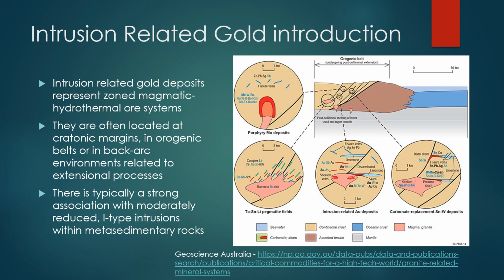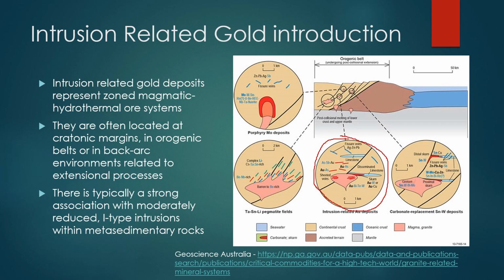But to generate the intrusion, we undergo a process known as decompression melting. If we create extension, we can raise the asthenosphere, or we lower the pressure in the subsurface of the Earth to the point where we can melt rocks, and that's going to generate these intrusions that can pass up these faults and intrude higher up into the crust. And in this diagram, you can see they've split it up into four subtypes of deposit, and it's the intrusion-related gold deposit we're interested in.